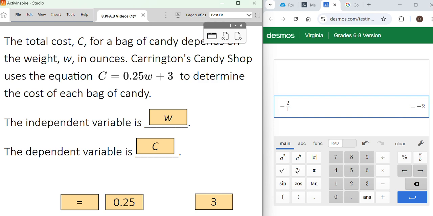Now let's look down there at the bottom at the other choices. The equal sign is an operator. That will never be a variable. Variables are always letters. The 0.25 is the slope because it's right in front of the W, the independent variable, and the 3 is the y-intercept.